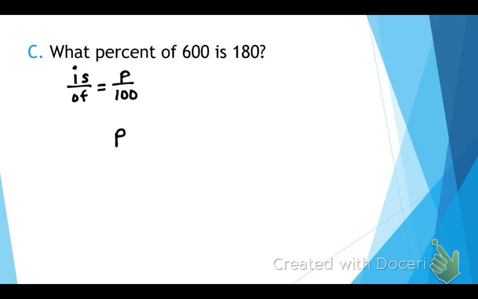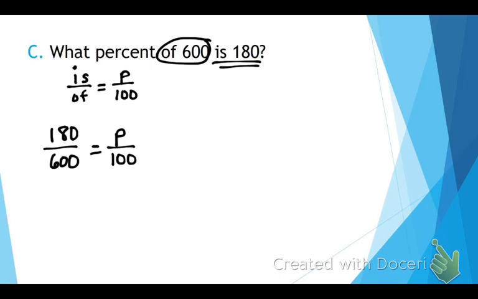So I know I'm going to keep the P over 100. Does it tell me the is or the of? Yes. What is my is? 180. Okay, good job. Because is 180. Whatever number comes after the word is going to be your is. And then what's my of? 600. Okay, because it says of 600.